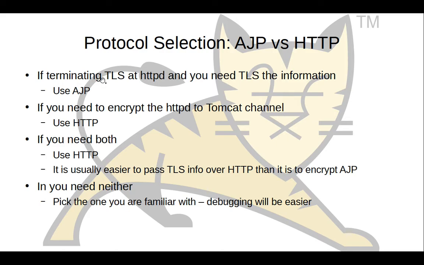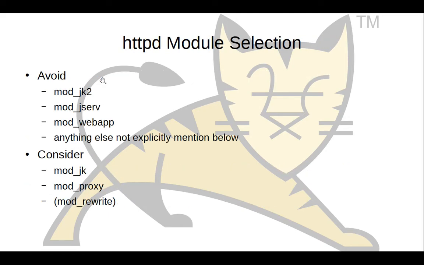So that brings us neatly onto HTTPD module selection. So the internet is a wonderful thing. Search engines are wonderful things, and if you search for HTTPD reverse proxying in Tomcat, you will come up with a wealth of material. Unfortunately, some of it is quite old. Unfortunately also, some of it is not obviously old and out of date.